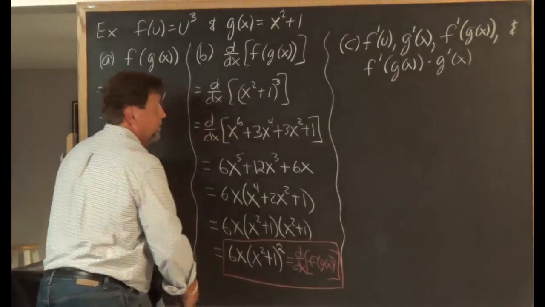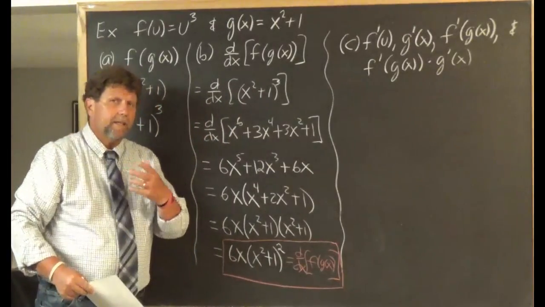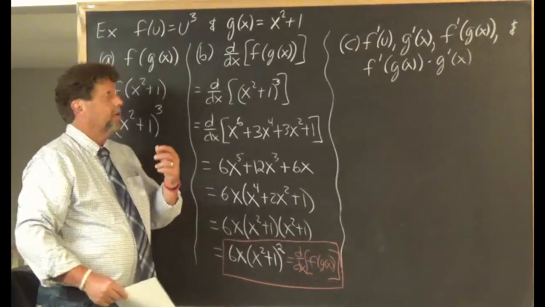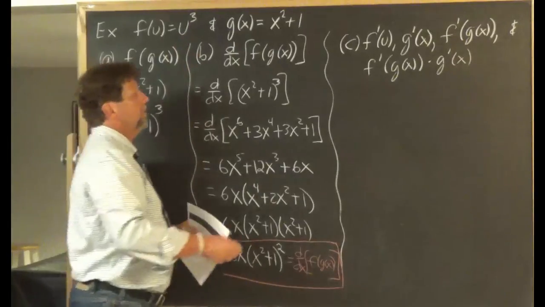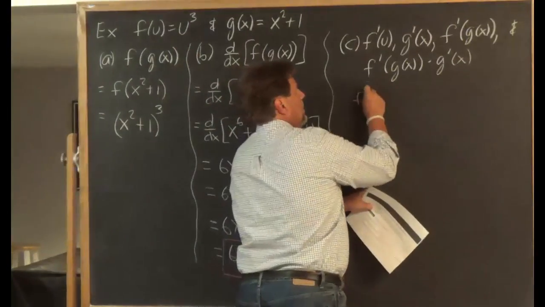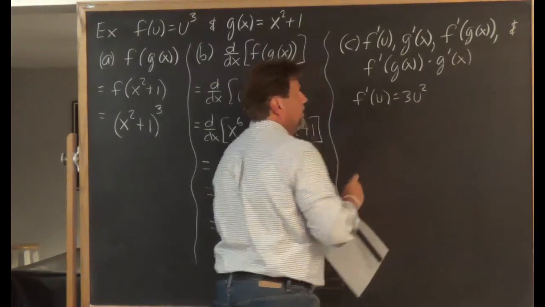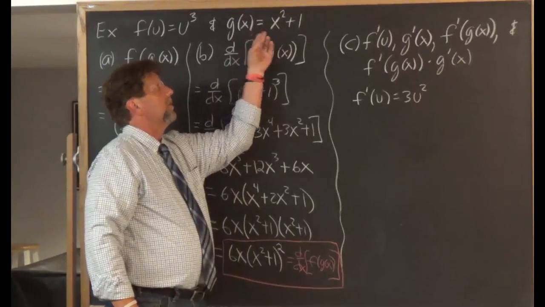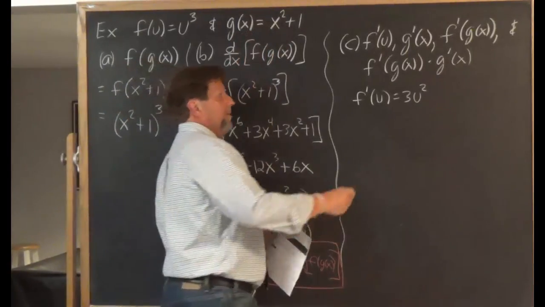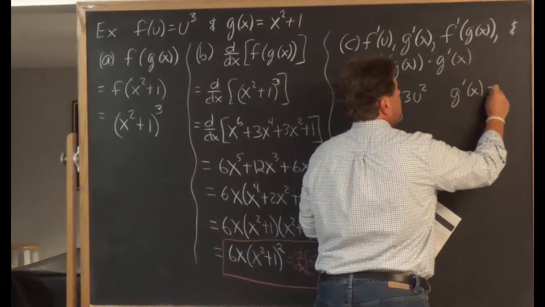All right. Yeah, looks like there's a lot to do in part C, but it really isn't that much. First is compute f prime of u. So f prime of u is 3u squared. Let's get g prime of x. So here's g of x. So g prime of x is 2x.